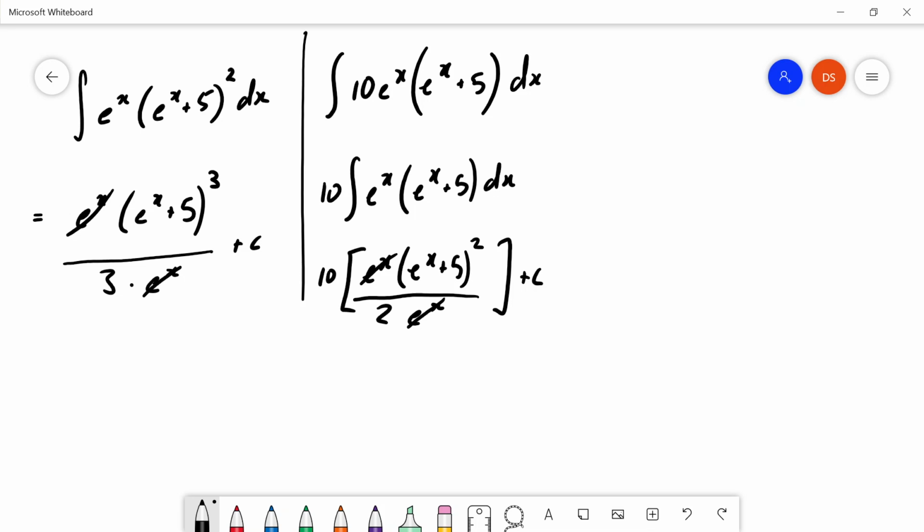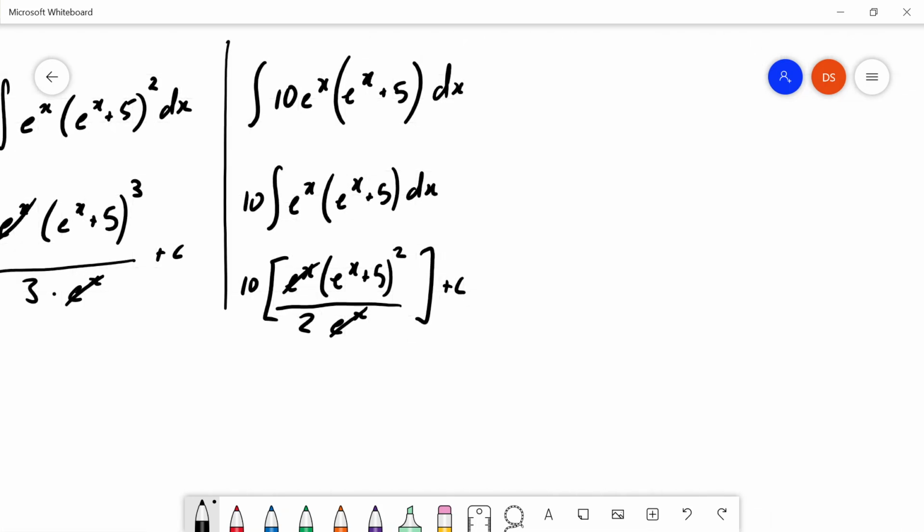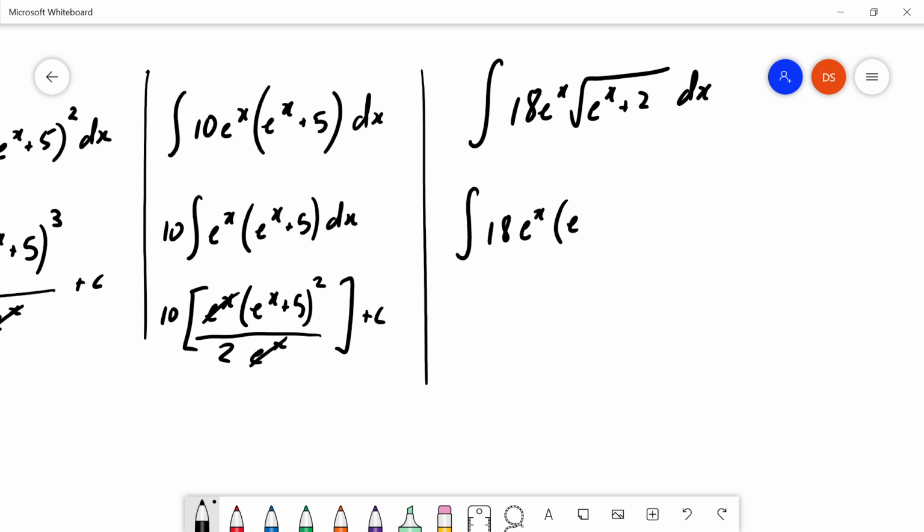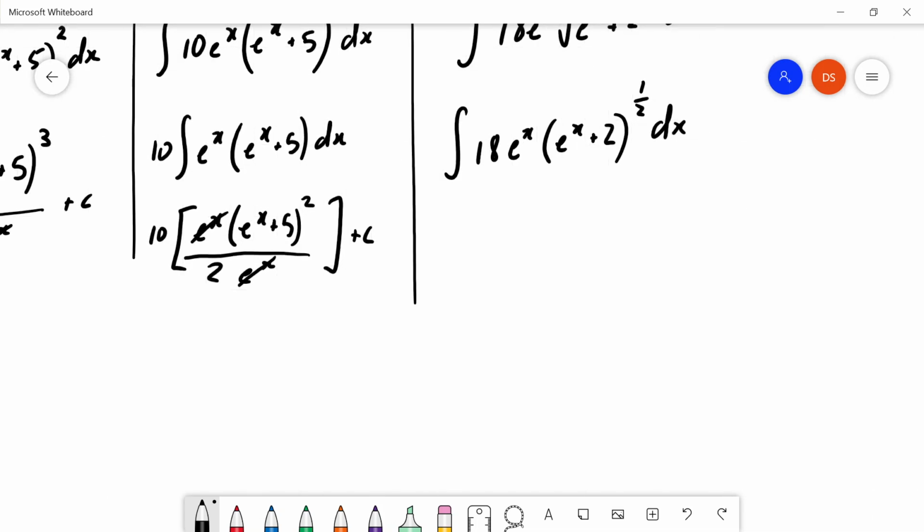That's because this is how integration works. Shall we try that with a different question? What about this? The integral of 18 e to the x square root e to the x plus 2 dx. Well, first off, you'd write the square root as (e to the x plus 2) to the power of half dx. And then you'd notice that the derivative of the inside is e to the x. The 18, once again, you can write out the front. And the derivative of the inside is on the outside.